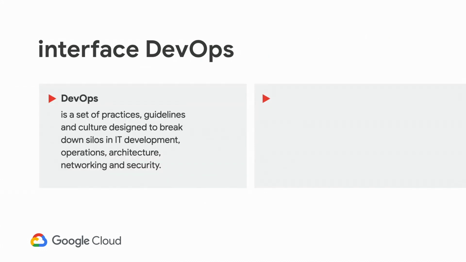I'll be using sort of a Java analogy a little bit from now on. So let's break down DevOps. There are many definitions of DevOps. Here's our take on it. DevOps is a set of practices and guidelines that say, look, here's how you're going to break down these organizational silos.